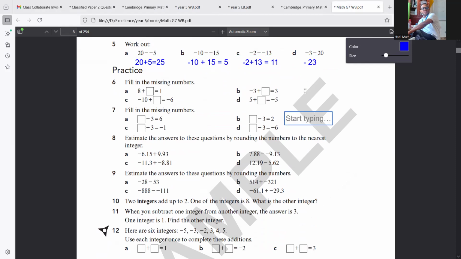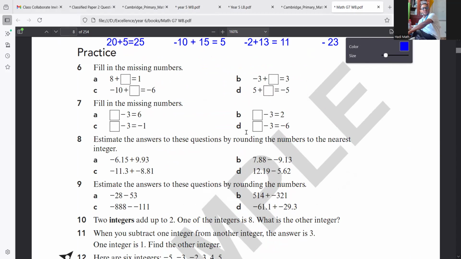Let's go for more practice. And this is question number 6. They say fill in the missing number. 8 plus number equals 1. So the number we are getting is smaller. When you are adding, if the number is getting smaller, this will be a negative number. So this will be what? 8 plus negative 7. Or you can use a math fact. Whenever 8 plus this number gives you 1, that means 1 minus 8 will give you this number.